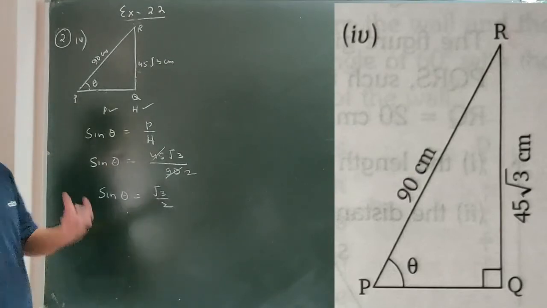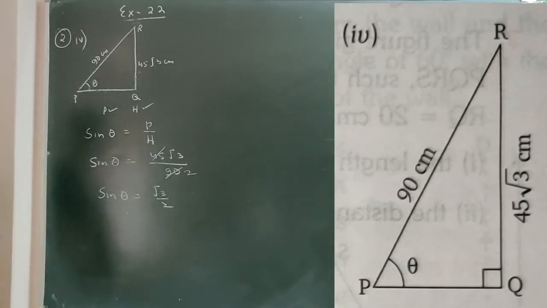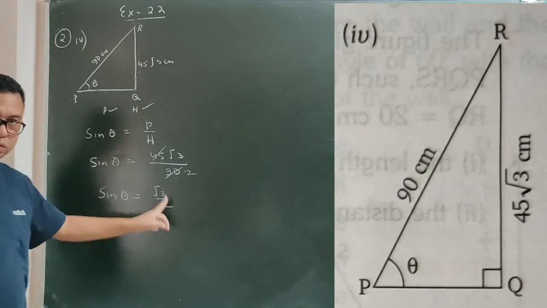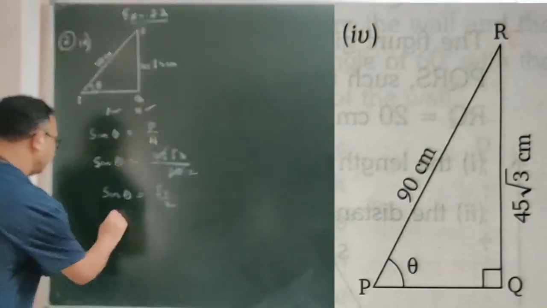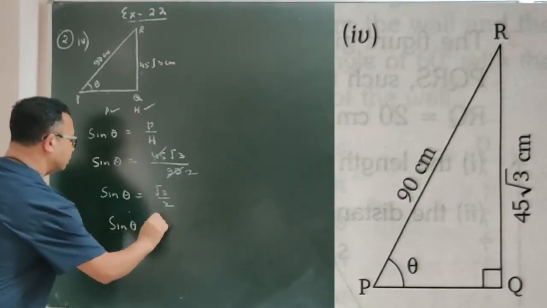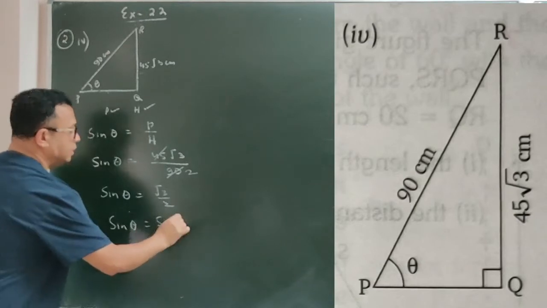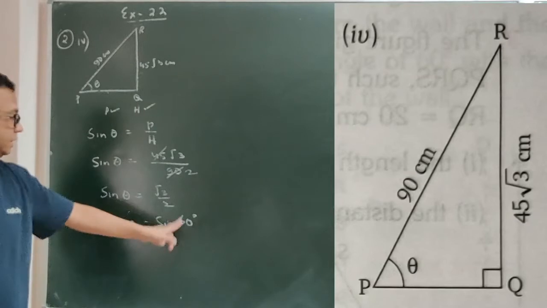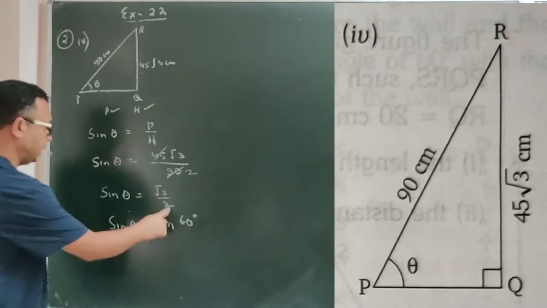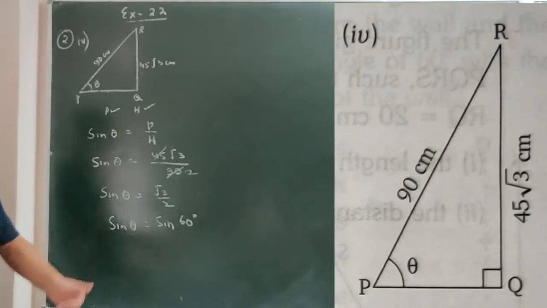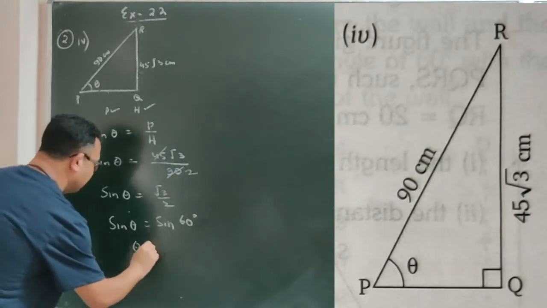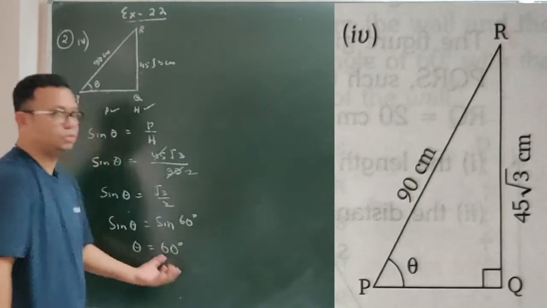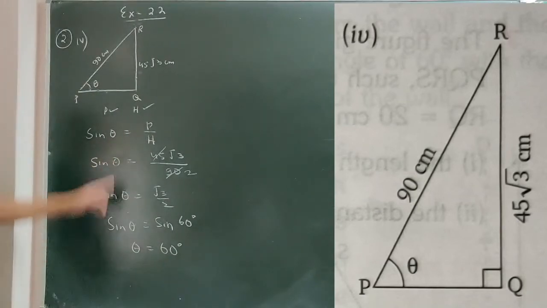Now you have to see the trigonometric table, the standard values. Sine of what value is root 3 by 2? Now if you see the table, you'll find sine 60 is equal to root 3 by 2. So sine 60 value is root 3 by 2. So then sine and sine are cancelled. Again I repeat, cancel it in your mind. So there you are, theta value is 60 degree. So easily you can calculate the missing angle.